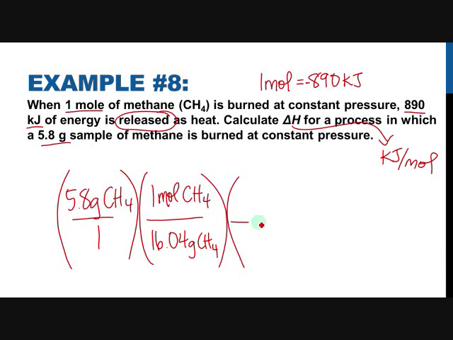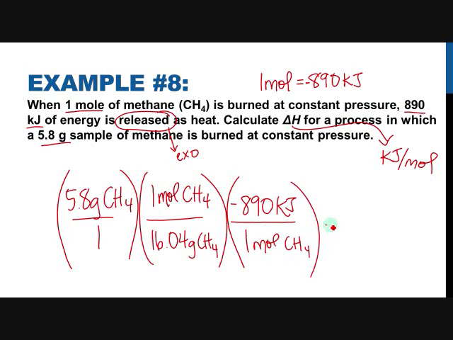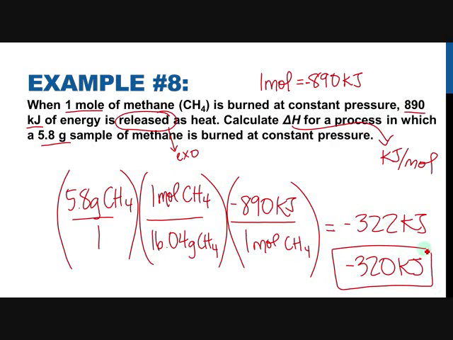And then I'm going to go ahead and plug in my negative value because I know it's going to be negative at the end because it is an exothermic reaction. The word released tells me that it's exothermic, okay? And that's per mole of methane. So when you multiply that all across, I get negative 322 kilojoules. So for significant figures, negative 320 would be the answer.